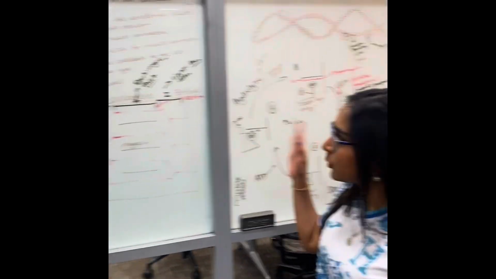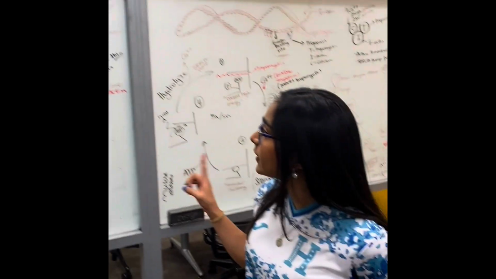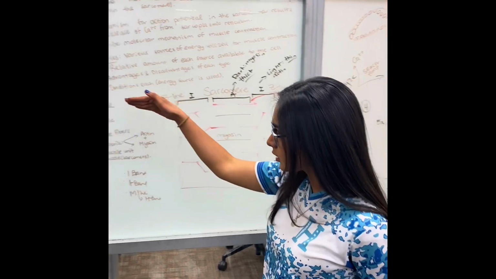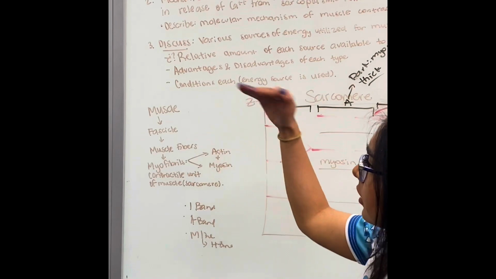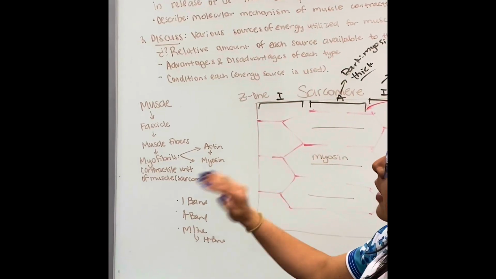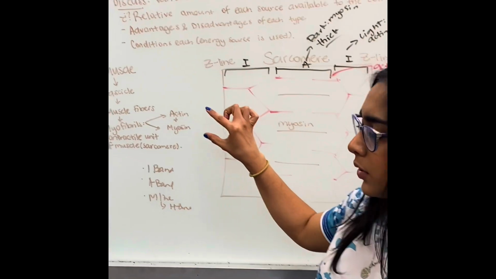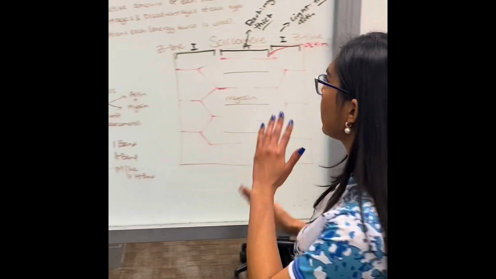We will describe a little bit about the molecular characteristics of the contractile filaments. The first thing we need to know is that our muscles have smaller units. So it's muscle, fascicle, muscle fiber, myofibrils, which are also known as sarcomeres. And there's two components that are very important here: actin and myosin. And they have different components.